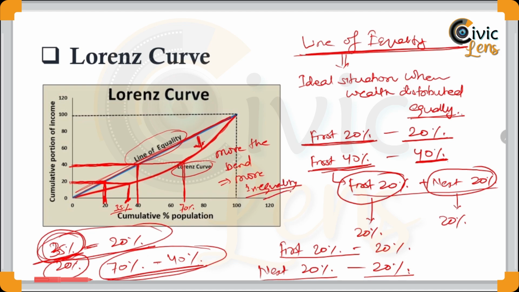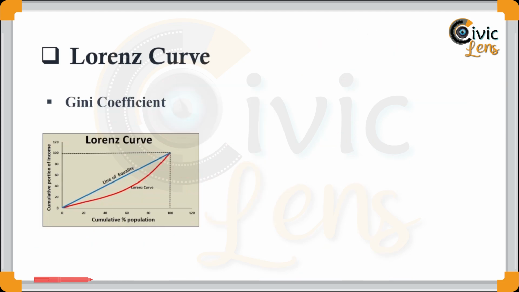And if this Lorenz curve shifts closer to the line of equality, that will be the case of lesser inequality. So the further it gets from the line of equality, the more the inequality. The closer it gets to the line of equality, the less the inequality. So this is basically what the Lorenz curve says.